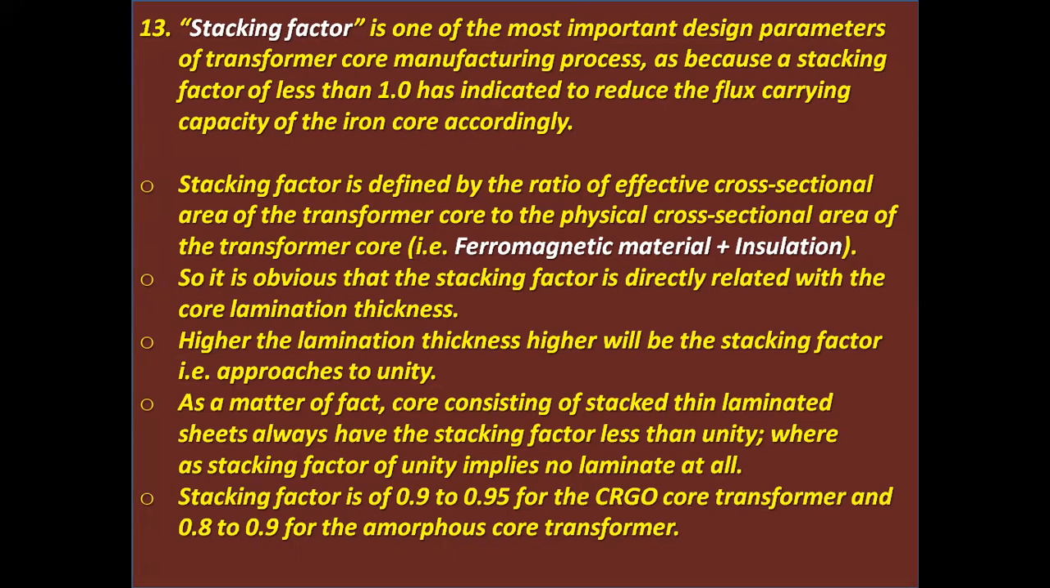The higher the lamination thickness, the higher will be the stacking factor, that is, it approaches unity. As a matter of fact, a core consisting of stacked thin laminated sheets always has a stacking factor less than unity, whereas a stacking factor of unity implies no laminate at all. Stacking factor is 0.9 to 0.95 for the CRGO core transformer and 0.8 to 0.9 for the amorphous core transformer.